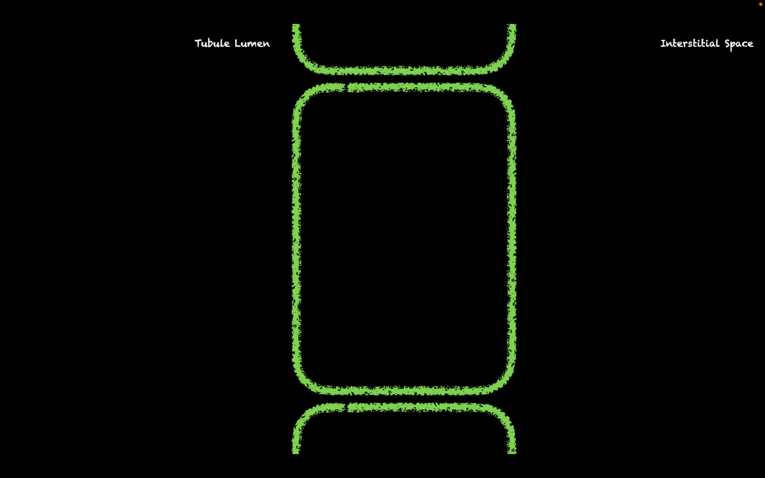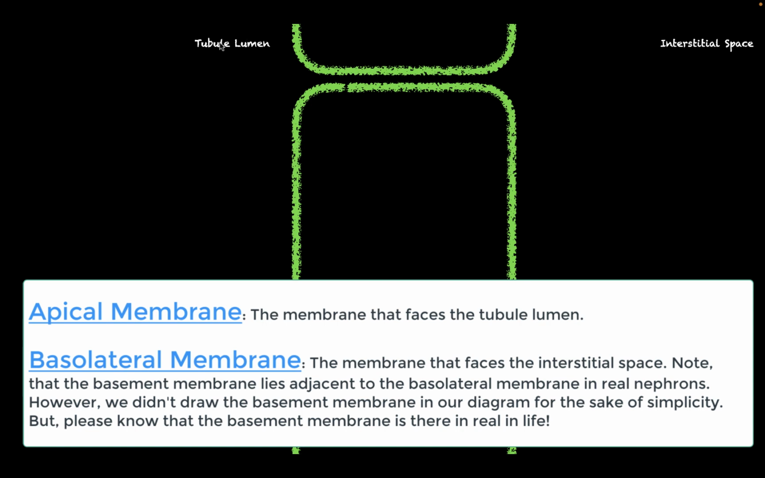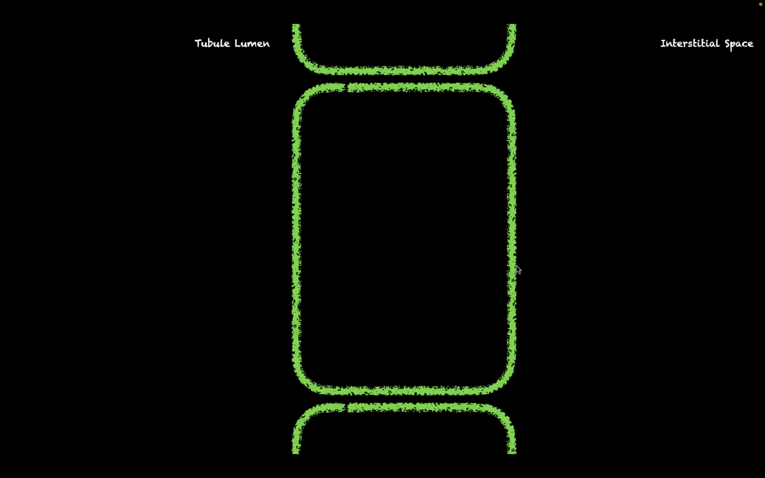We also have two main sides for the plasma membrane. The side that faces the tubule lumen is called the apical membrane, and the side that faces the interstitial space is the basolateral membrane. Now that we know how this diagram looks, let's talk about how sodium chloride is reabsorbed in the distal convoluted tubule. The first thing to note is that there are two main segments of the distal convoluted tubule. The first is the classical or early distal convoluted tubule. So let's talk about how sodium chloride is reabsorbed in this region.